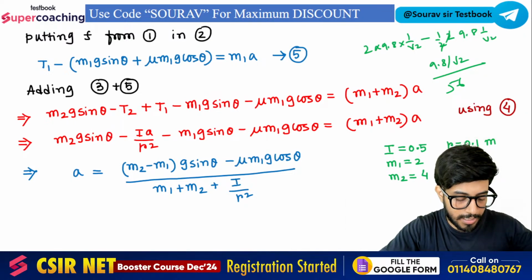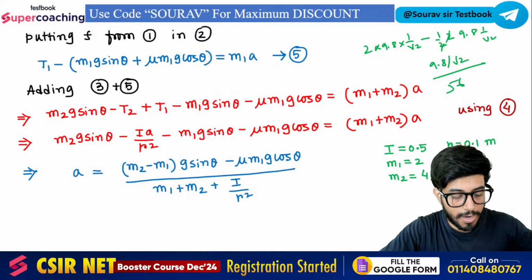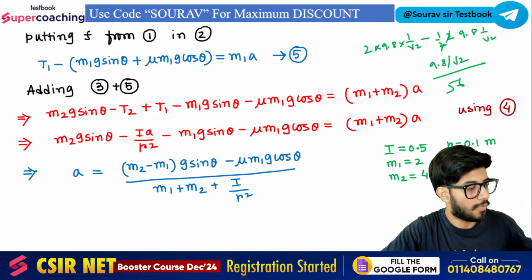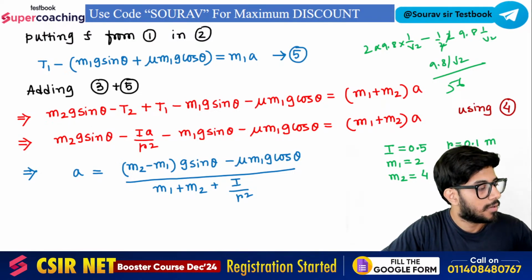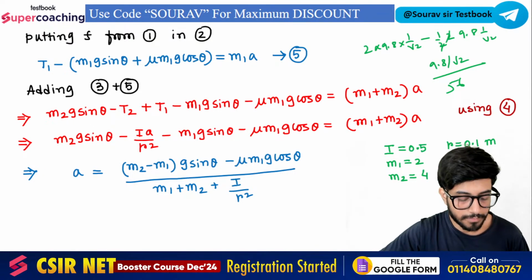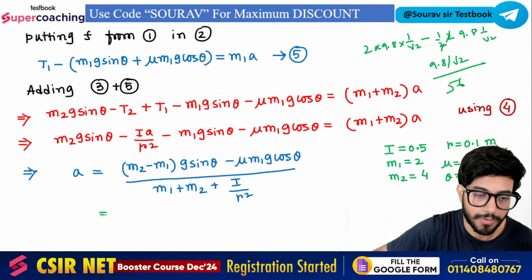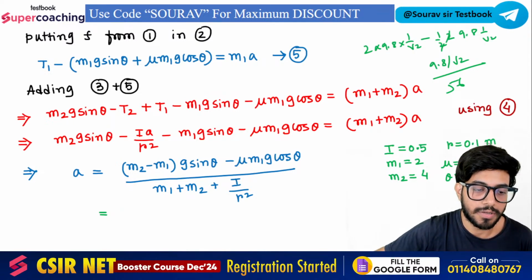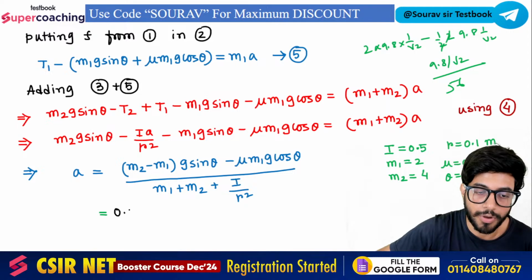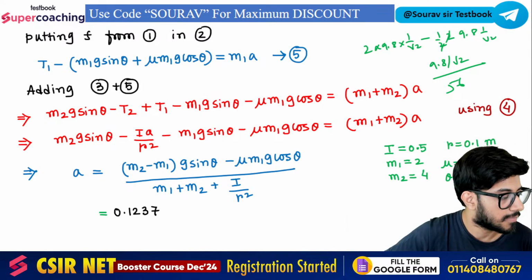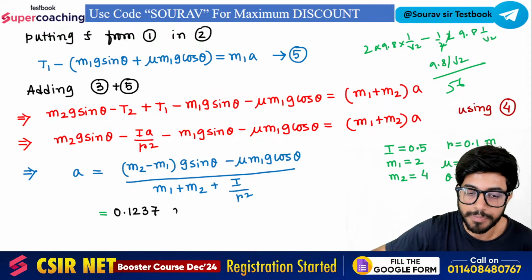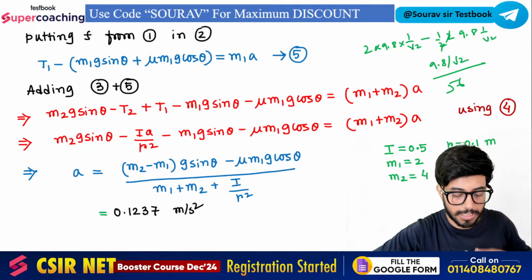Now 9.8 divided by root 2 divided by 56 is 0.1237, or I can write this as 0.124. That's the acceleration, in meter per second square. Done.